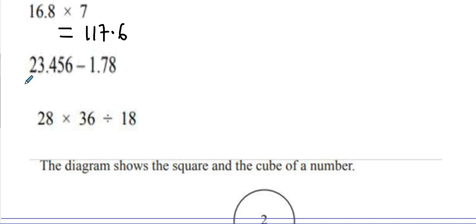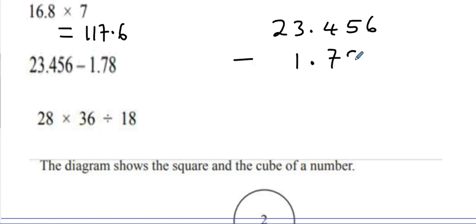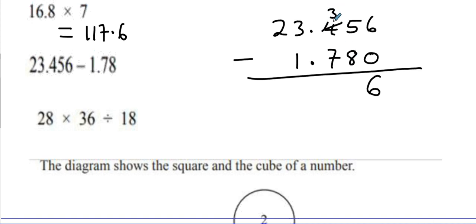As I did this calculation, this is 23.456 minus 1.78. See that? 0. Okay, 6 minus 0 is 6. Okay, 5 minus 8 is not possible, so take 1 from here. This remains 3. 15 minus 8, the answer is 7.